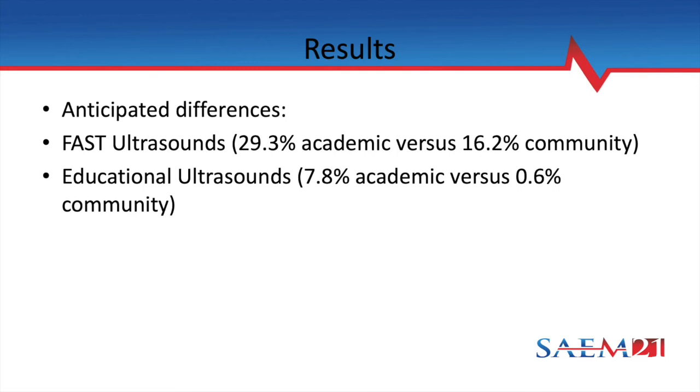There were certainly anticipated differences between the groups, which included FAST ultrasounds being performed much more commonly at the academic hospital, it being a trauma center. And there was a big difference also in educational ultrasounds, which are also ordered through Epic at our hospitals. You see 8% of educational ultrasounds ordered at the academic hospital versus less than 1% in the community setting.